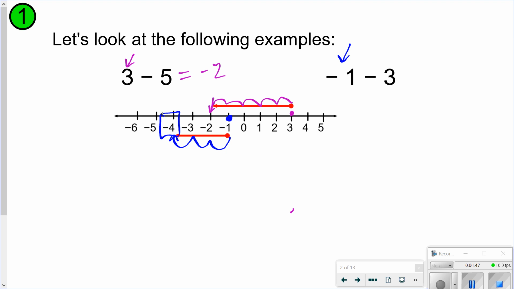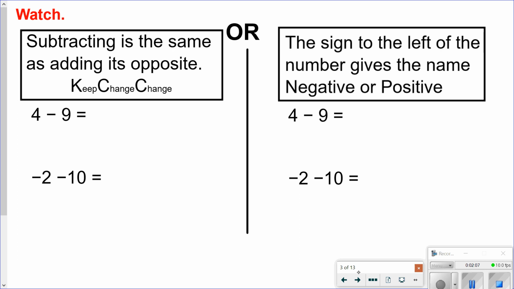So if you would, go ahead and pause the video, and let's have you draw a quick number line, and then put these 2 examples. You could put one on the top in a certain color, and one on the bottom in a certain color. And then push play when you're ready to continue. Okay, let's continue. On this section, I just want you to watch.